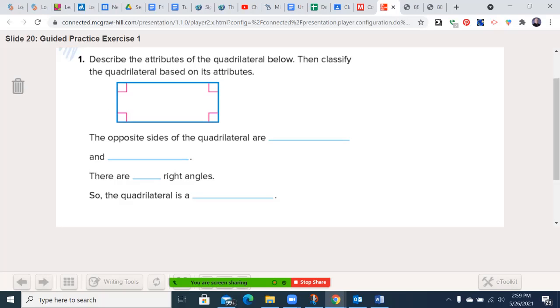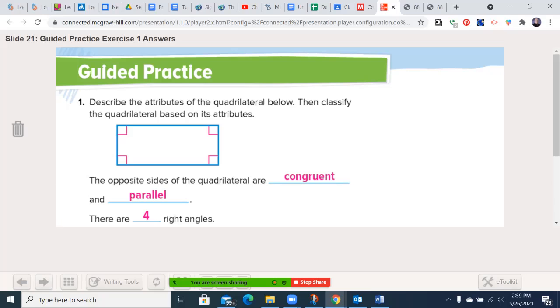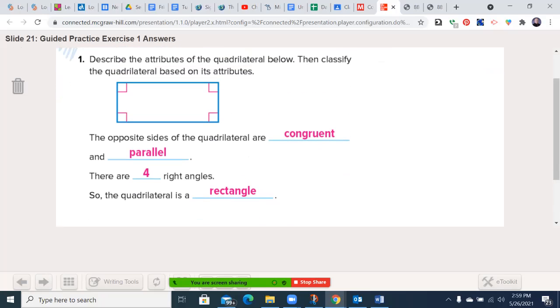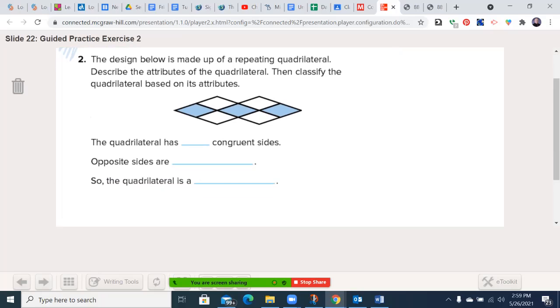All right, welcome back. Let's see how you did. Congruent. Opposite sides of the quadrilateral are congruent, so this side and this side, and then this one and this one, and parallel because they're 90-degree angles. So this is a rectangle. Let's look at the next one. Same thing. We're looking at a repeating quadrilateral. Go ahead, pause the video, unpause when you're ready.